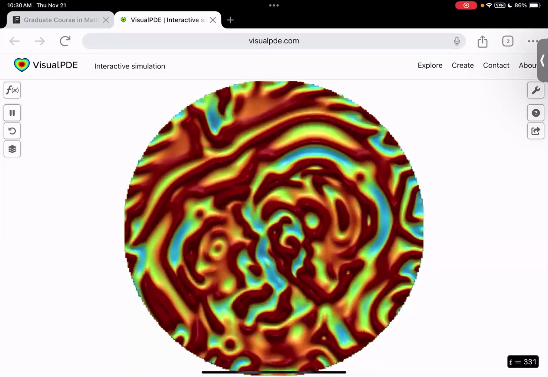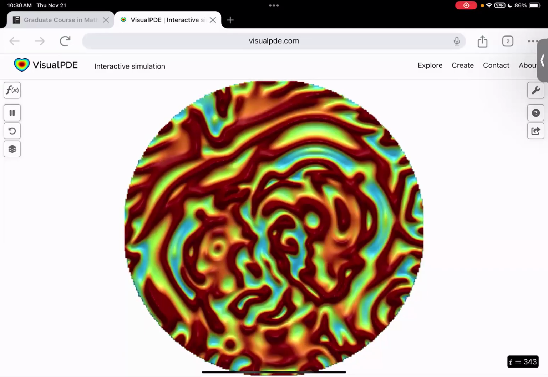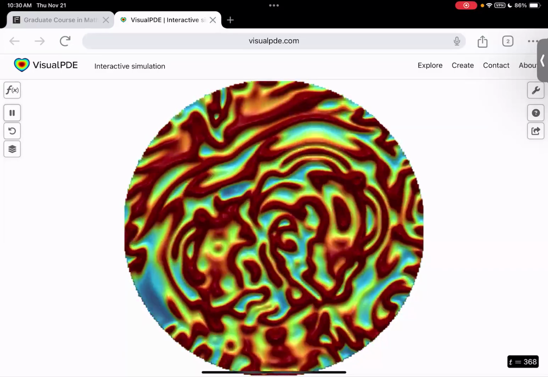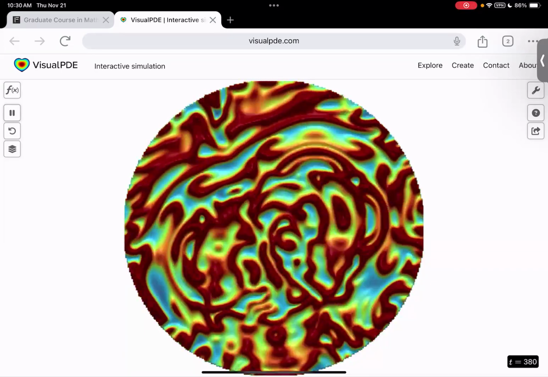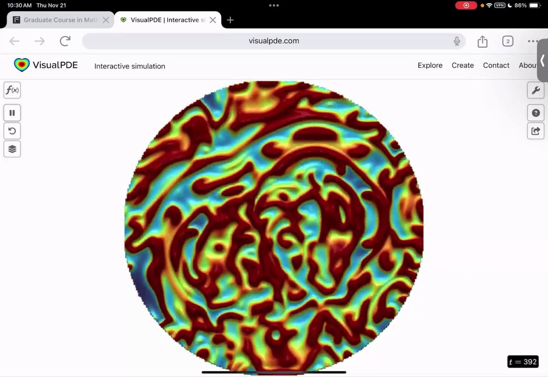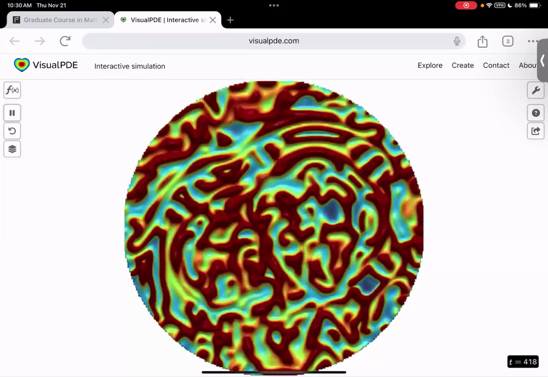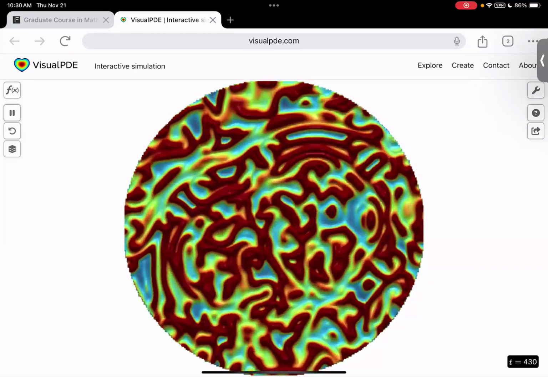Oh, I see. It's a little bit rugged in the projection. So it's much smoother on the computer I have here. But there you go. It's like looking at the clouds. You see patterns, you see animals, you see all kinds of things.